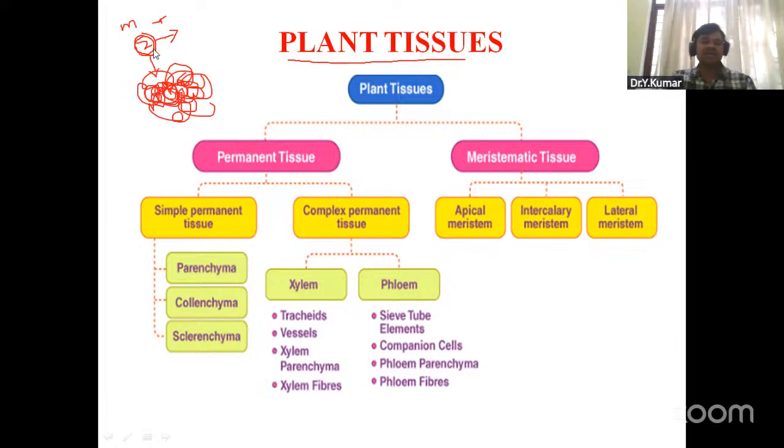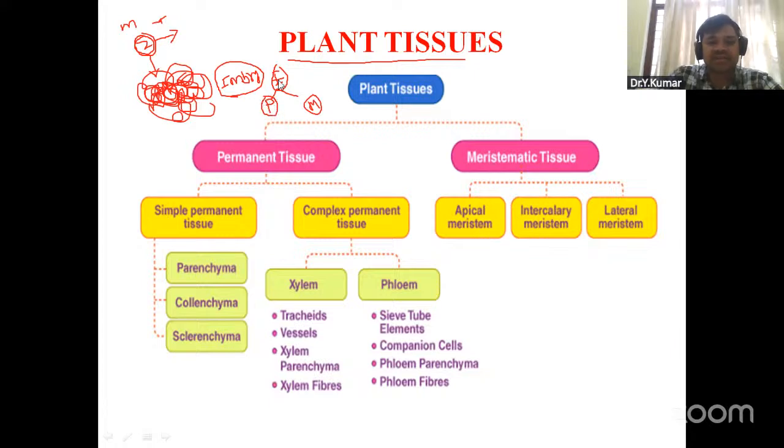Then this single-cell zygote undergoes mitotic division. Later, they form a group of cells like this. These cells are called embryonic cells. This embryonic cell further divides, one embryonic cell, E for embryonic cell, dividing into two cells. One is a meristematic cell, another one is a permanent cell, like this.